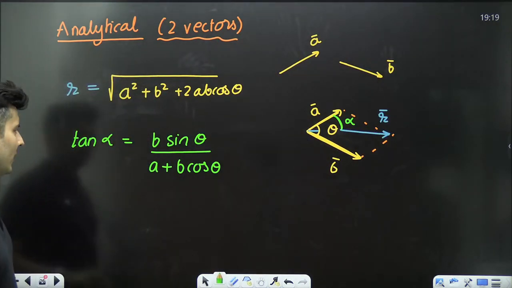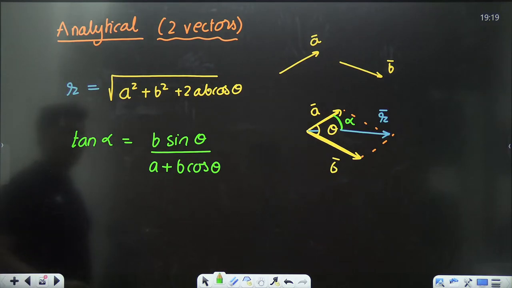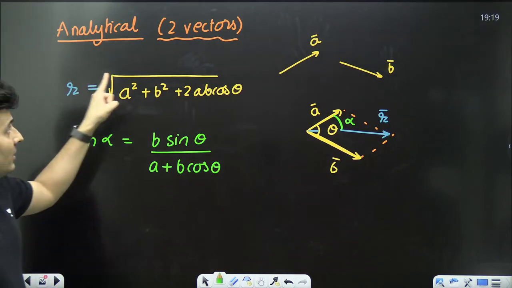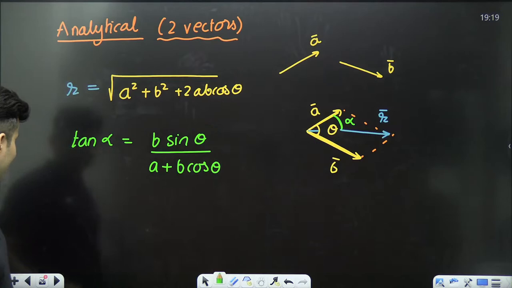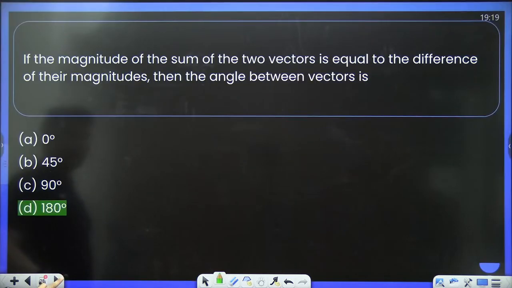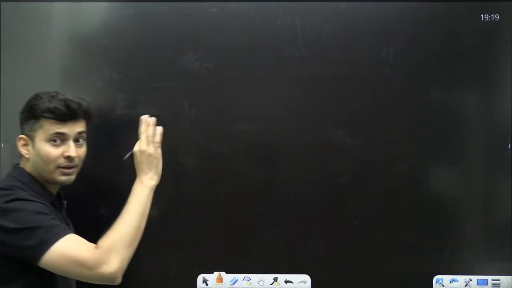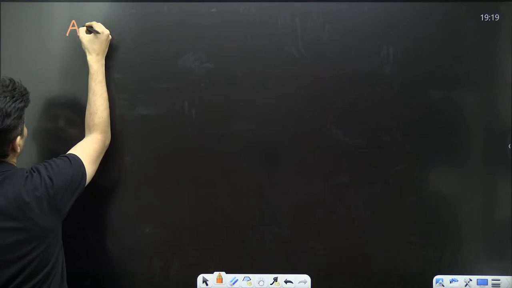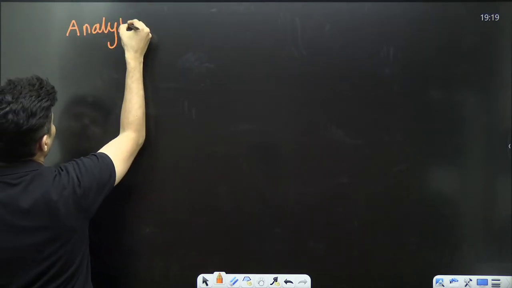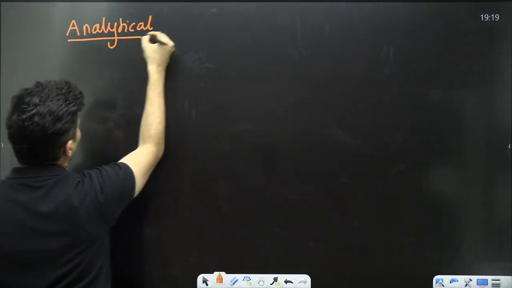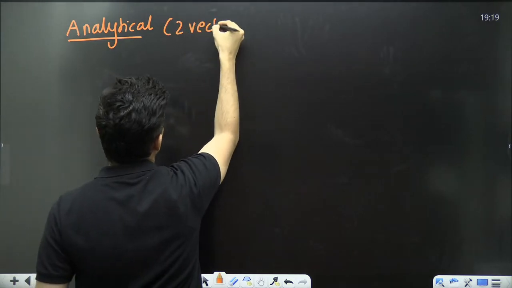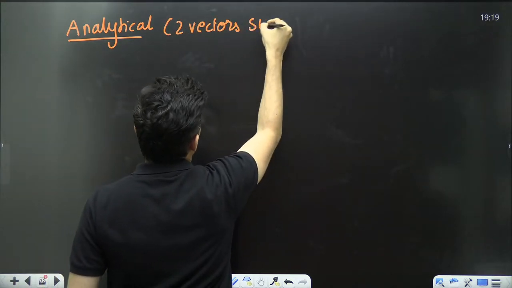Okay, moving on, guys. This is a very important formula. Now, this is when you add two vectors. Do you know that the same formula also exists when you subtract two vectors? So, the analytical way, again, for two vectors subtraction.